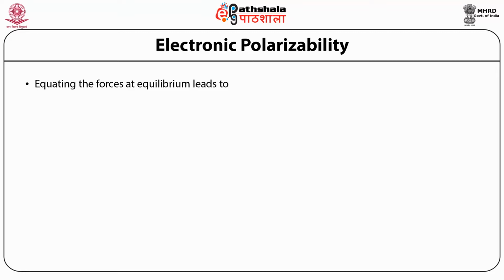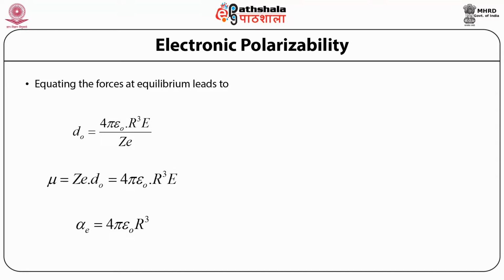Now equating the two forces which we have discussed in the previous slide gives the equilibrium separation, and the distance is d naught. So the distance d naught, by equating the two forces, comes out to be 4 pi epsilon naught r cube E divided by Ze. The induced dipole moment, that is mu, would be mu is equal to Ze d naught, or mu is equal to 4 pi epsilon naught r cube E.